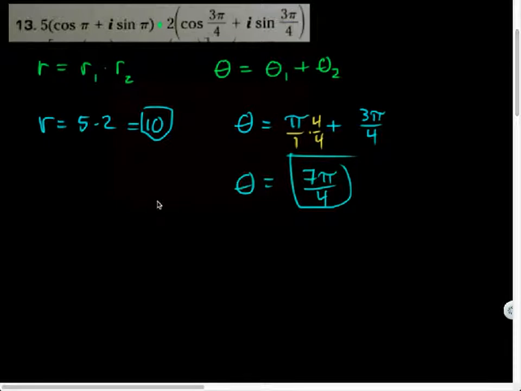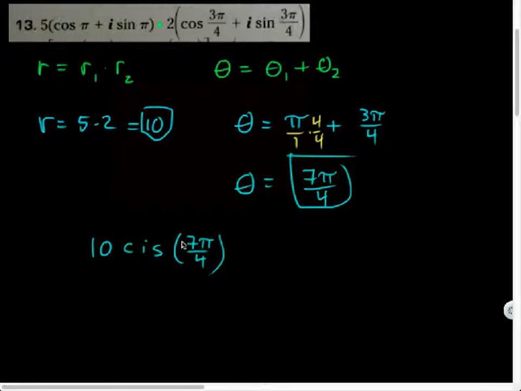So now I can write the new form. That's going to be 10 times the cosine, or actually, let's use the shorthand, cosine I sine of 7 pi over 4. Now, if I want to get this back into rectangular form, were they interested in that? I think they were. Yeah, cool, sweet.